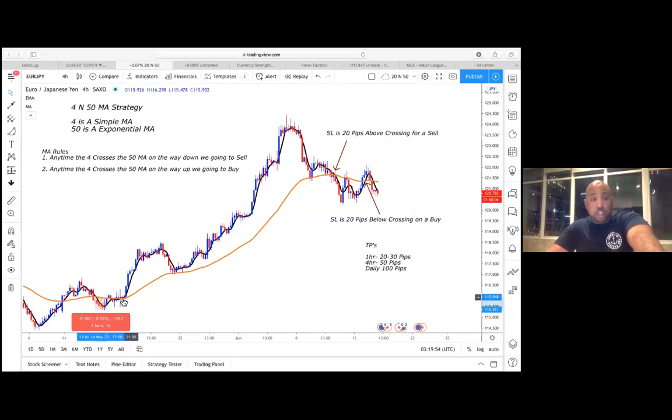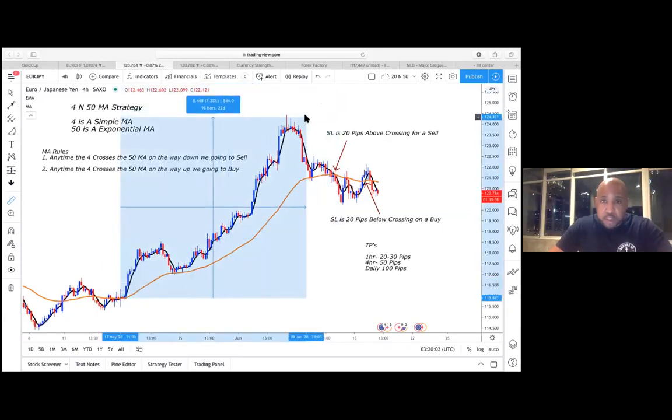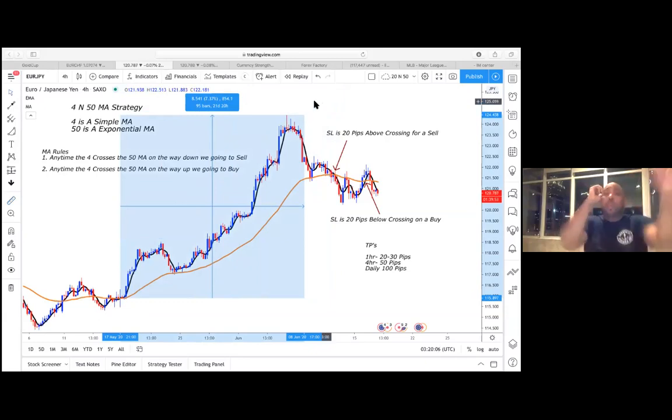Now the 4 across the 50 here. Oh, my God. The 4 across the 50 here. Crossed it right here. This one went how much? 854 pips. We needed 50, but this one went 854 pips.